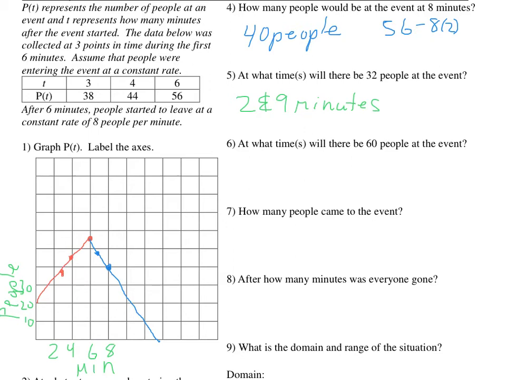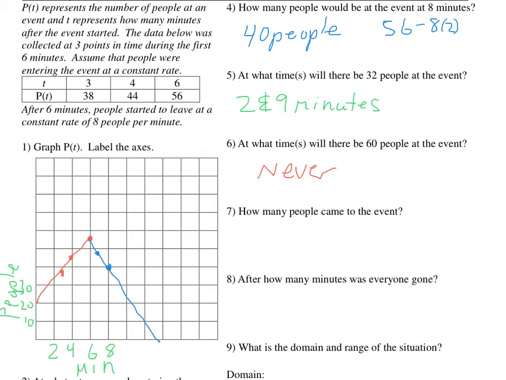All right, next question. At what time would there be 60 people at the event? Okay, so wait, the highest there is 56. So 56 is the highest point, so will we ever have 60 people? No, the graph never reaches 60, so that's a trick question, if you want to call it that. This is never, it will never happen. So you have to watch out for that. Sometimes problems or ideas don't make sense. It's never going to happen.